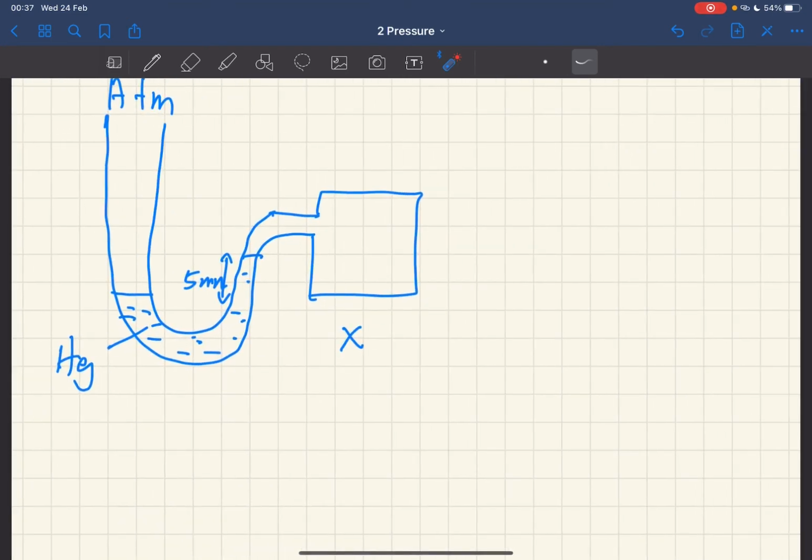Because you can see that ATM pushes the mercury by 5 millimeter compared to gas X. So ATM is stronger than gas X. When ATM is stronger than gas X, we have to minus this value to get the pressure of gas X. We know that ATM equals to 76 mmHg.